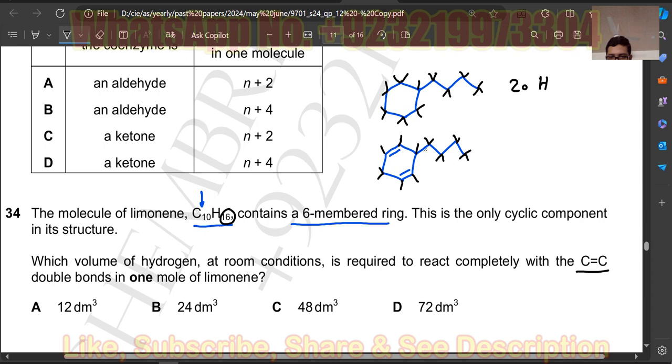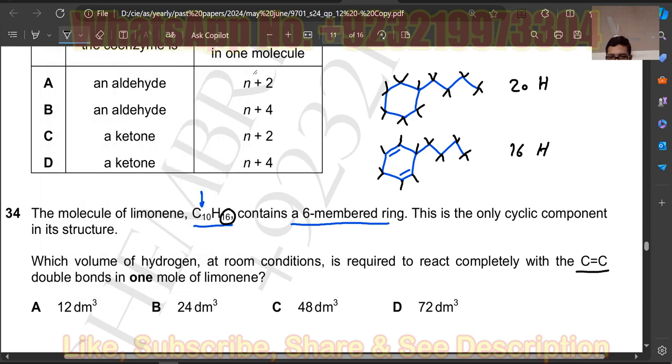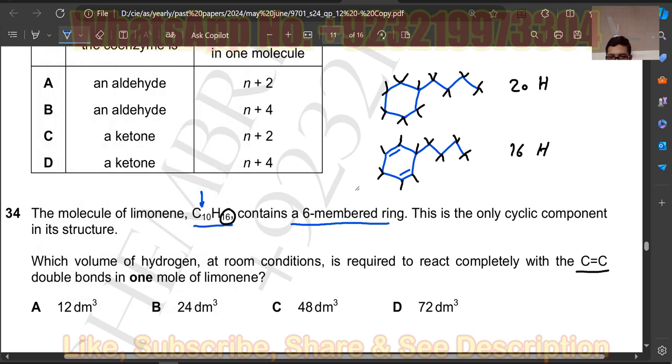Now you can count hydrogen atoms: 1, 2, 3, 4, 5, 6, 7, 8, 9, 10, 11, 12, 13, 14, 15, and 16. There are now 16 hydrogen atoms here. So just by adding 2 double covalent bonds, we have reduced the hydrogen atoms to the required number. Now to reduce, it asks which volume of hydrogen at room temperature conditions is required to react completely with the carbon-carbon double bonds in 1 mole.